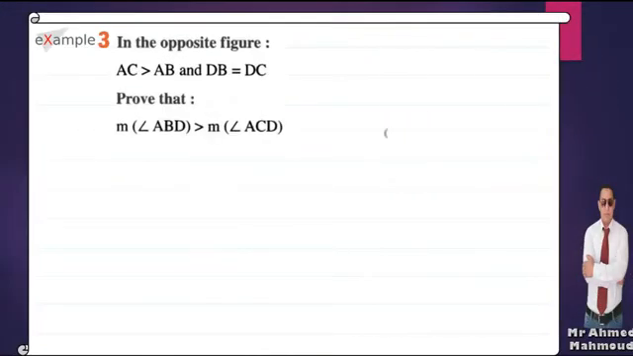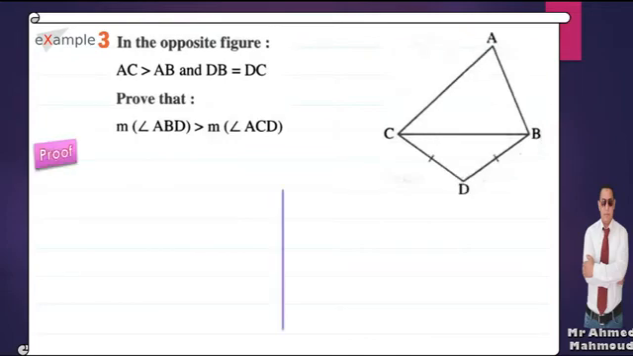The next, example 3. In the opposite figure, AC is greater than AB with DB equal to DC. Prove that angle ABD is greater than angle ACD. Now I will divide the shape into two triangles as we see.